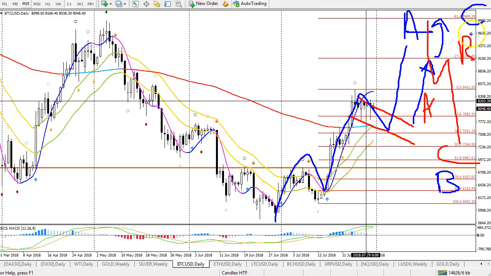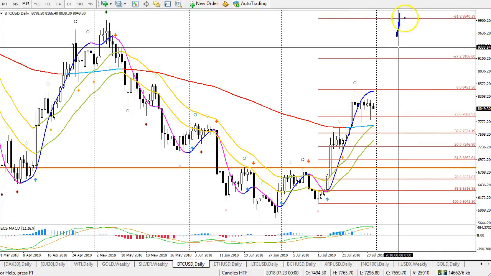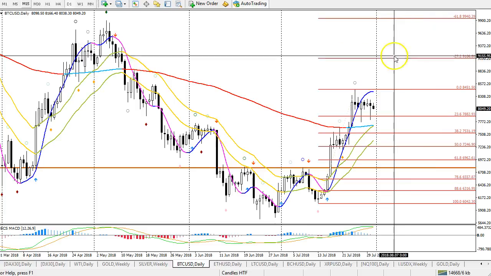Alternatively, and this is I think actually more likely, this is a wave 1 here, with an A, B, C within wave 2, and up it goes for wave 3. But that still remains to be seen.